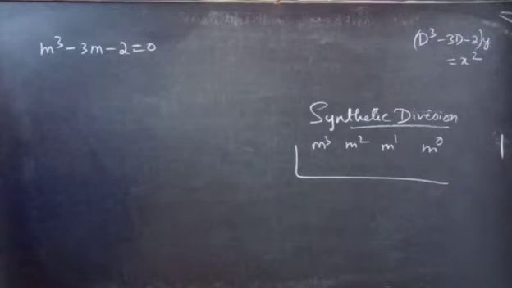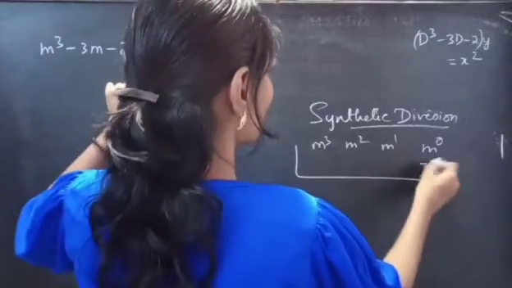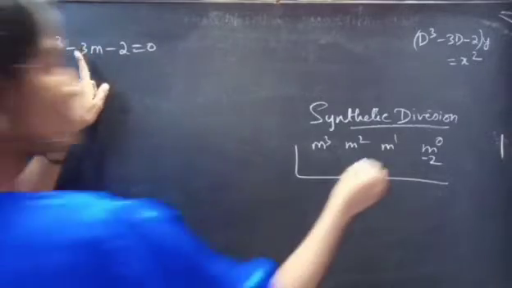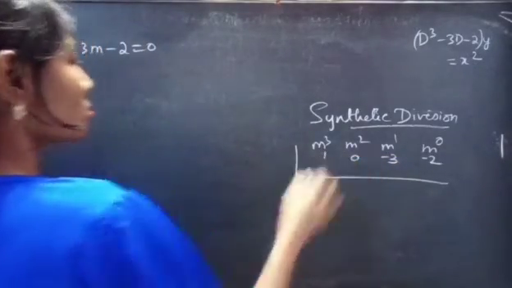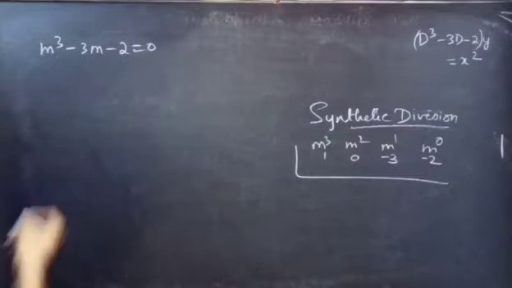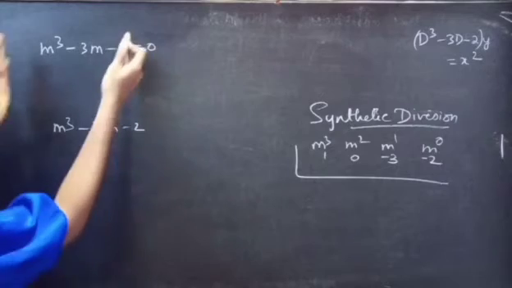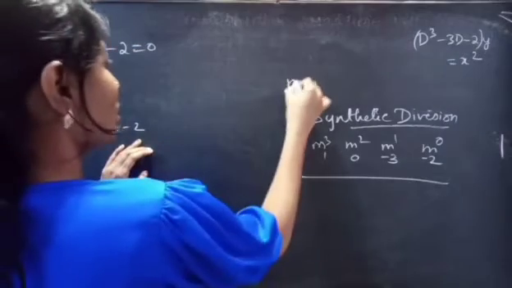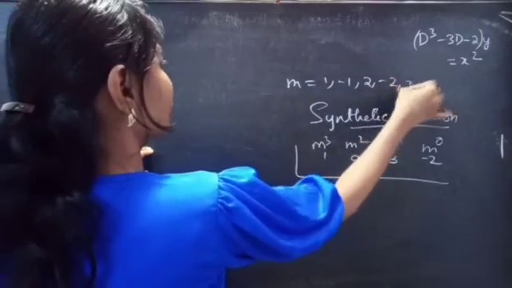Now place the coefficients of m's. Coefficient of m power 0 is minus 2. Coefficient of m power 1 is minus 3. Coefficient of m square is 0. Coefficient of m cube is 1. Right? Just consider the polynomial m cube minus 3m minus 2 and see which value satisfies this polynomial.